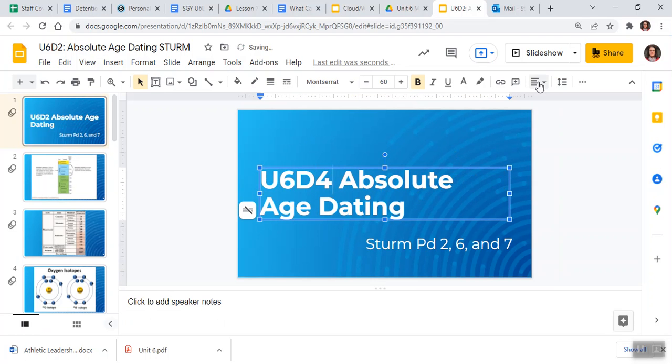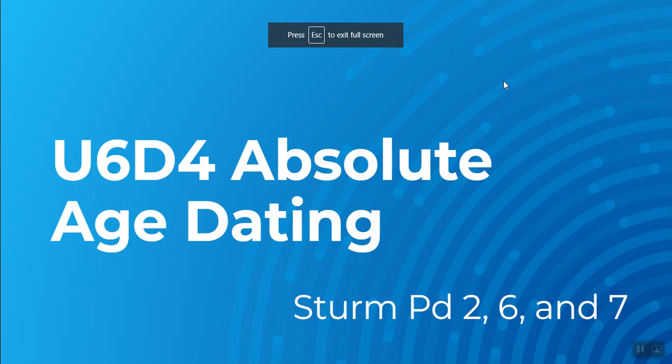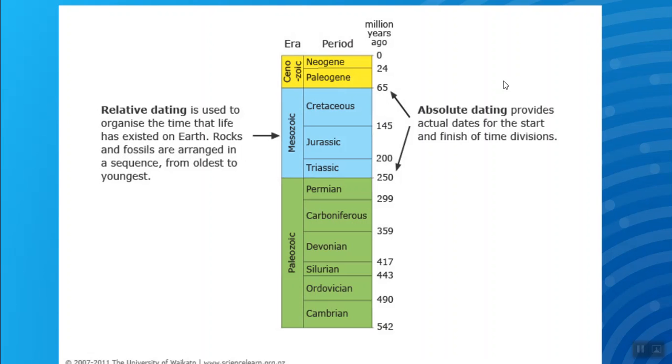All right, so welcome to Absolute Age Dating. This is the class lecture on that. So last time we learned about relative age dating, understanding which rocks are older, which rocks are younger. This is how geologists figure out exactly how old rocks are.